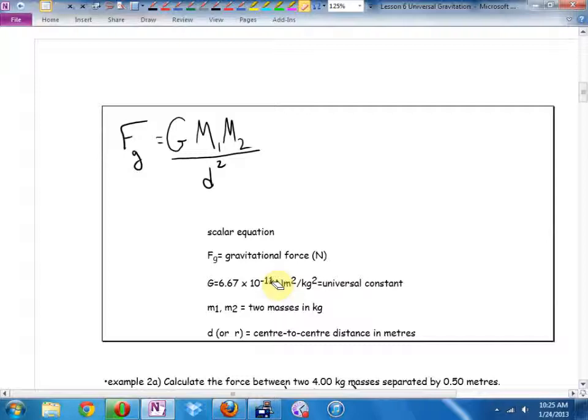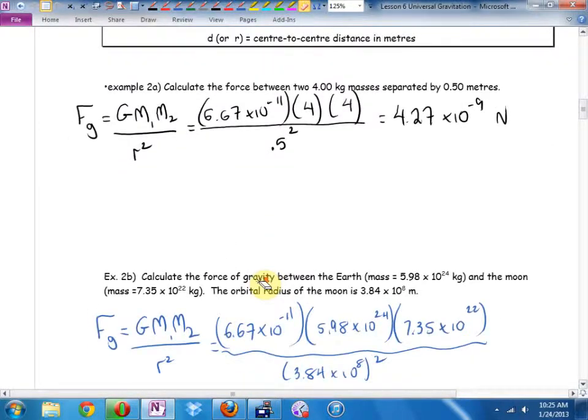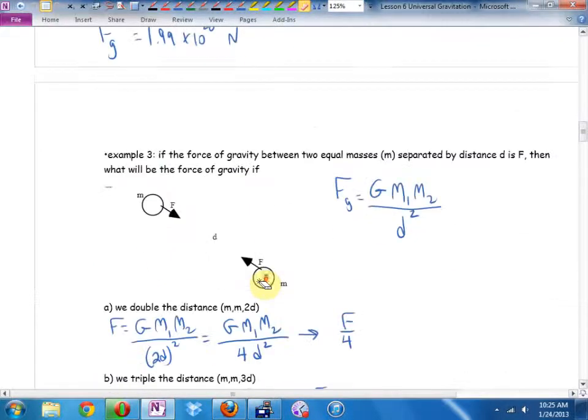It's the universal constant due to gravity. That constant is the same anywhere in the universe. That conversion factor is the same anywhere in the universe. And we calculated the force between two 4-kilogram masses. And we calculated the force of gravity between the Earth and the Moon.